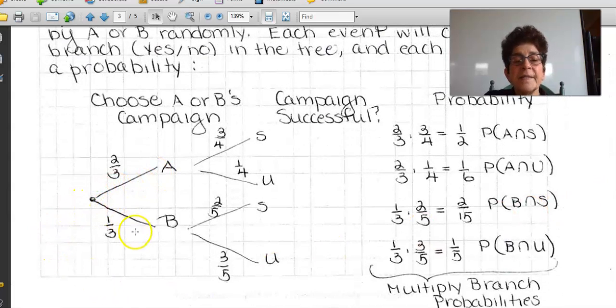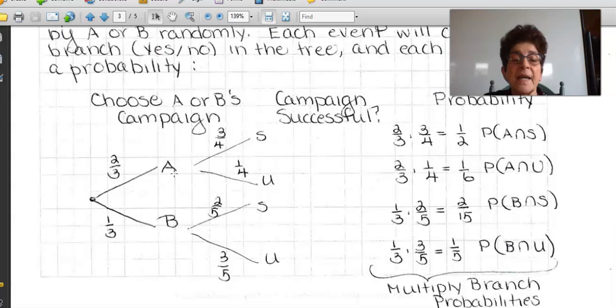The first choice is whether we're choosing A or B's campaigns. Remember that we said A managed twice as many campaigns as B. That means two-thirds of the campaigns, or the brochures we're looking at, are A's, and 1/3 of them are B's. That's why I'm putting the probability 2/3 on the A branch and 1/3 on the B branch.